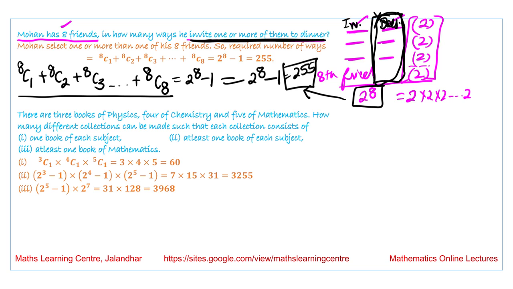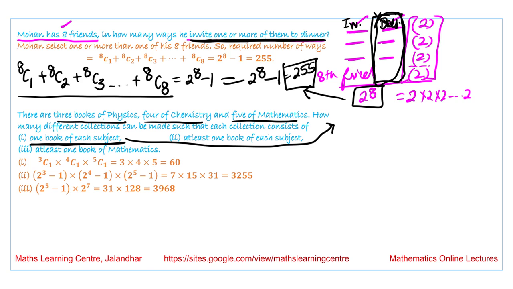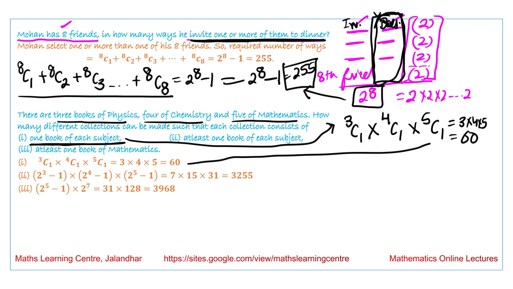Next is, there are 3 books of physics, 4 of chemistry and 5 of mathematics. How many different collections can be made such that each collection consists of one book of each subject? When we are saying there is one book of each subject, it means out of 3 books of physics we have to choose one, out of 4 books of chemistry we have to choose one, and out of 5 books of mathematics we have to choose one. The product of all these is 3 into 4 into 5. The answer we have is equal to 60.